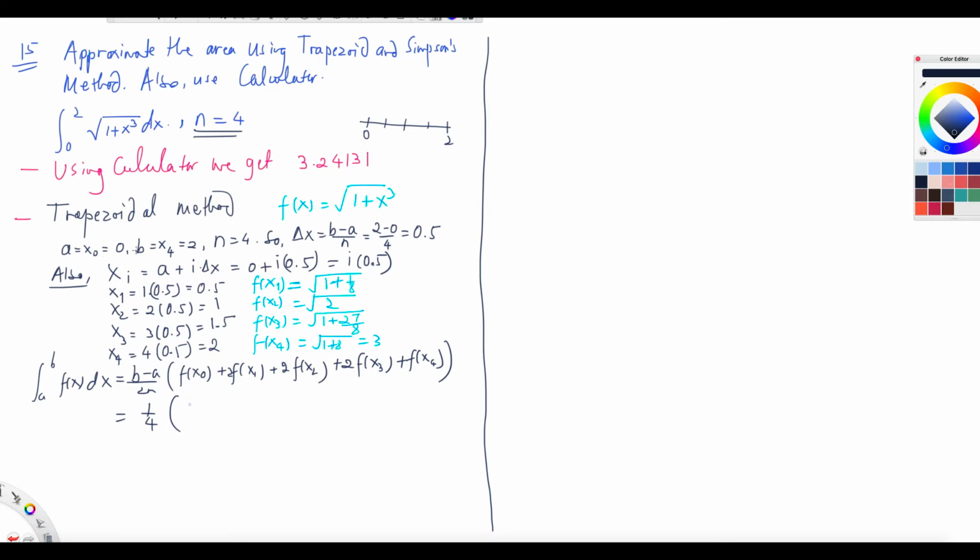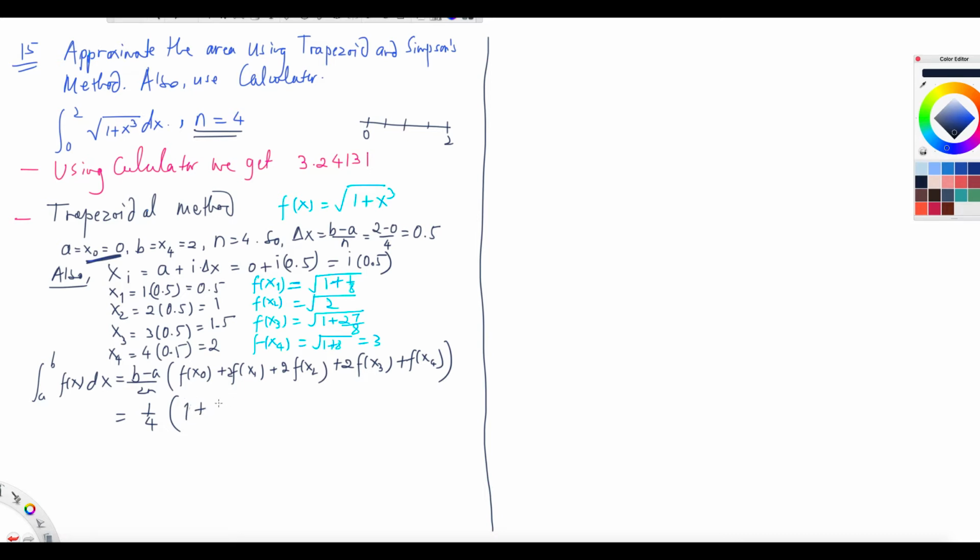F of x0 is 0, so it will be 0, right? You get that? So f of x0 is basically 0 plus... let's see, what is f of x0? F of x0 is 1, not 0. Why is that? Because x0 is 0. If you plug in 0 here, then you will get root under 1, that is 1.